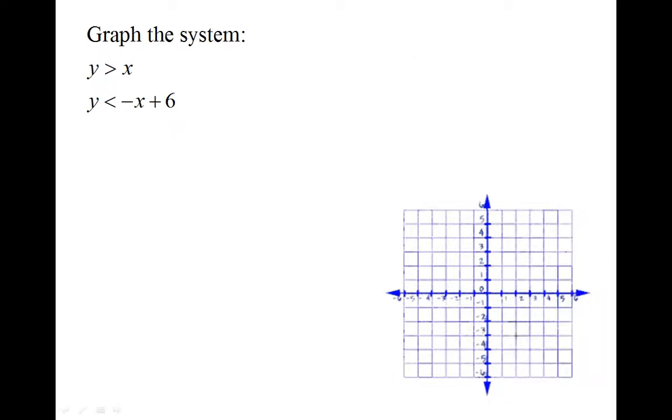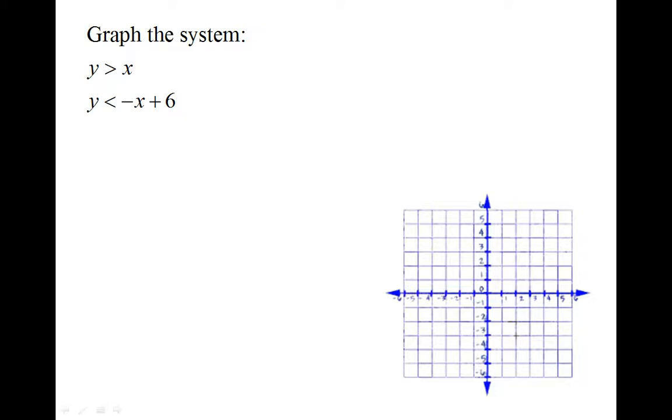All right, let's graph this system. We have y greater than x. We'll be using a dotted line for that one. And then we have y less than negative x plus 6, and we'll have a dotted line for that one as well. Okay? So let's go ahead and see where these two linear inequalities will overlap.